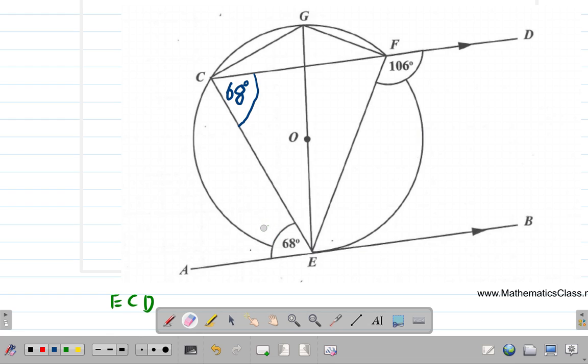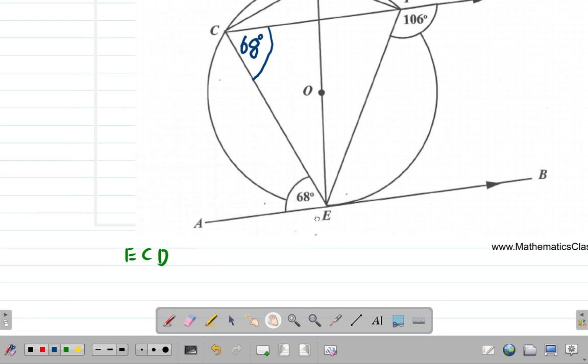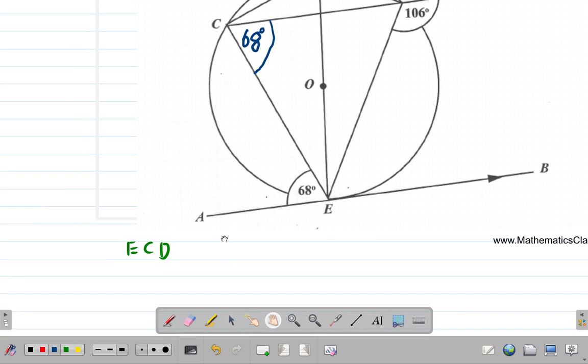AEC equals ECD because of course you have the line CE. It is a transversal, it cuts the two parallel lines AB and CD. So ECD equals 68 degrees.